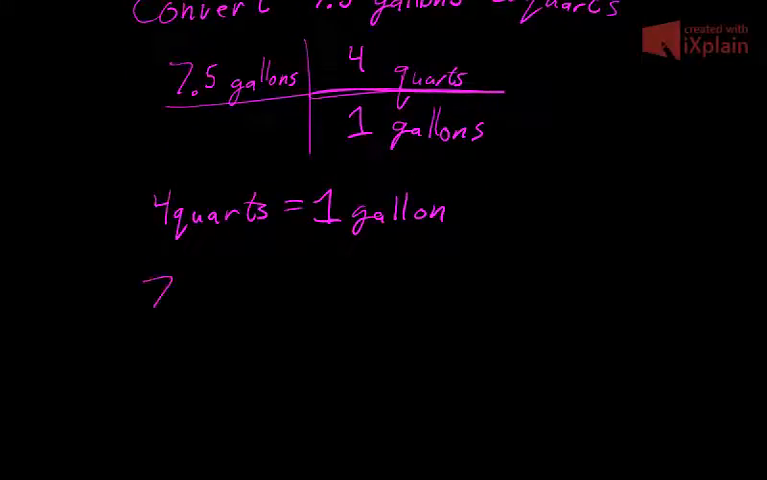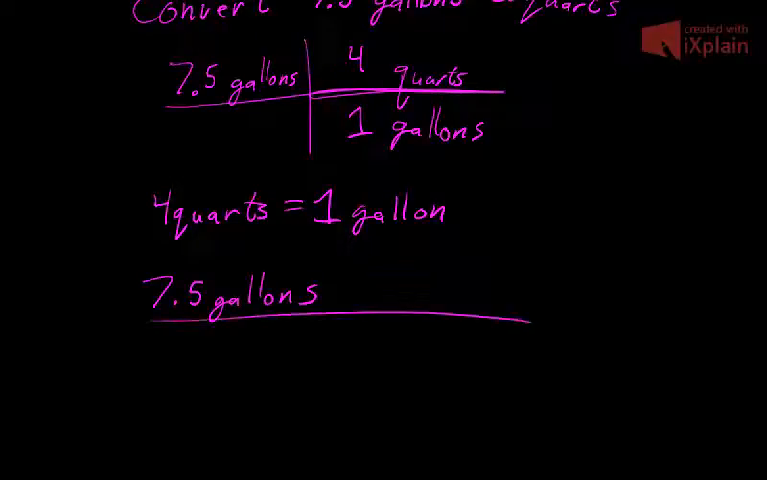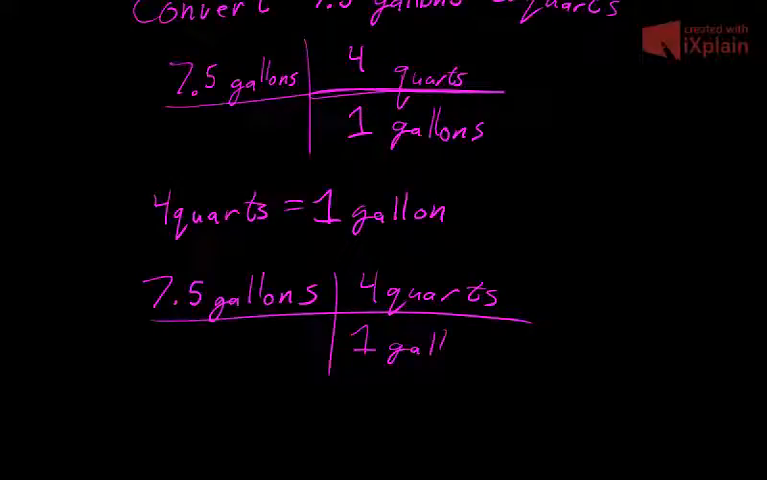So again, now we have 7.5 gallons with our T-chart, 4 quarts on top, and 1 gallon on bottom. And because we have gallon on top and on bottom, those cancel out, just like all our fractions do. And we have 7.5 and 4, which we're going to multiply. 7.5 times 4 is going to be 30.